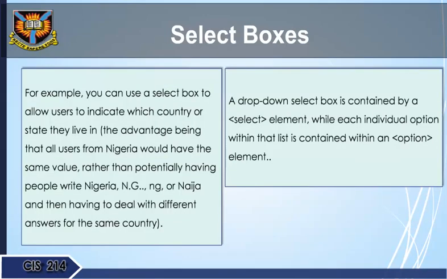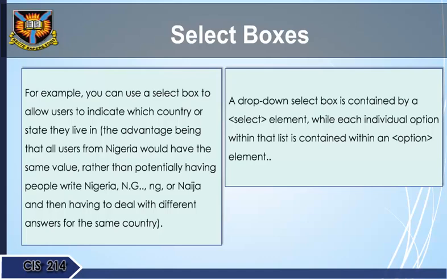For example, you can use a select box to allow users to indicate which country or state they live in. The advantage being that all users from Nigeria would have the same value rather than potentially having people write Nigeria, NG, or Niger and then having to deal with different answers for the same country.